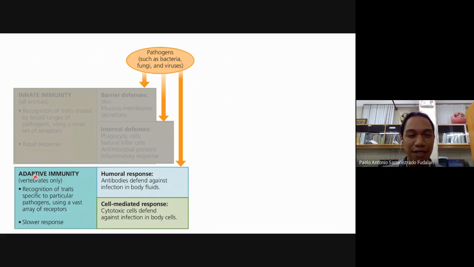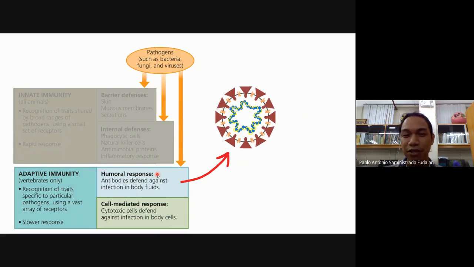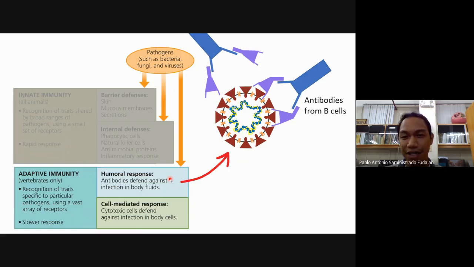Our immune system has this adaptive immunity portion, not only for vertebrates. Okay. First, there is this humoral response, meaning to say, if the virus enters your body, your humoral immune system will produce antibodies, no, the B cells, to trap them. So look at this. The antibodies will surround the virus, the antigen.